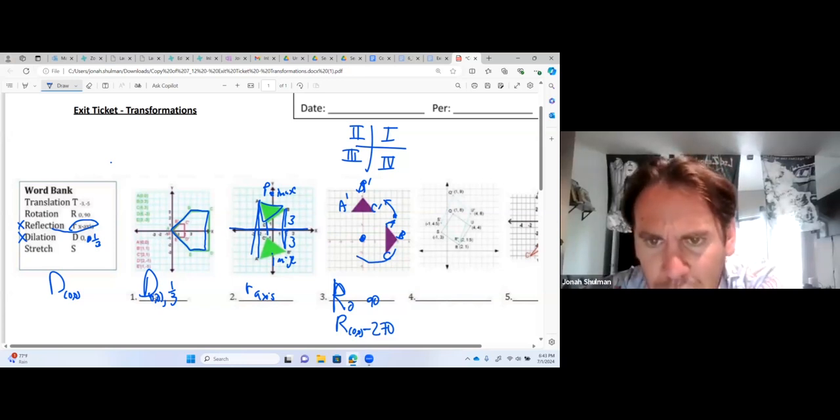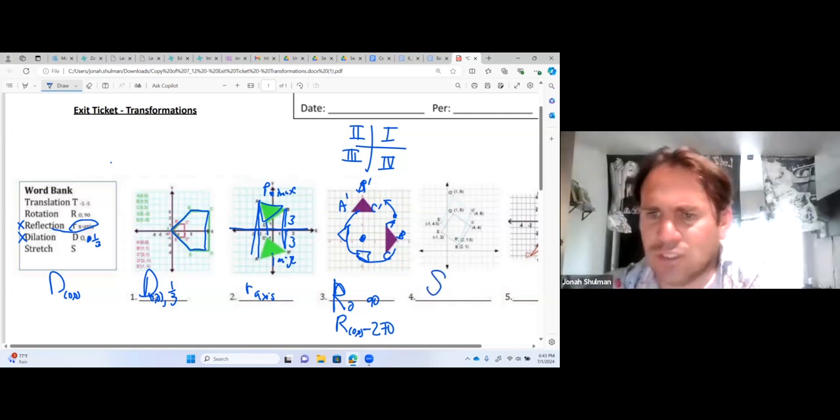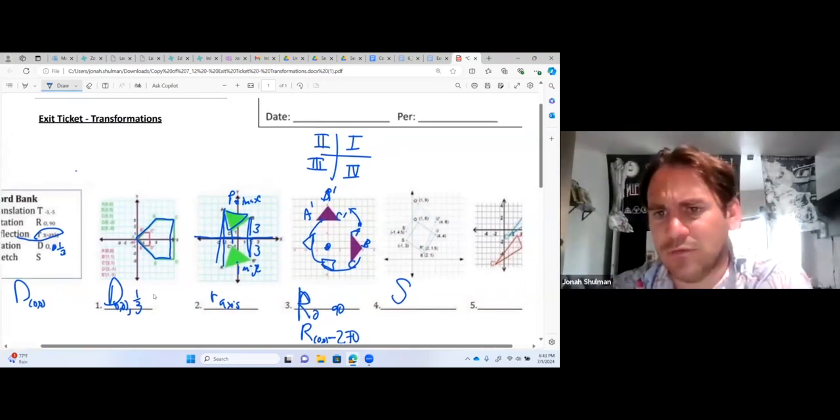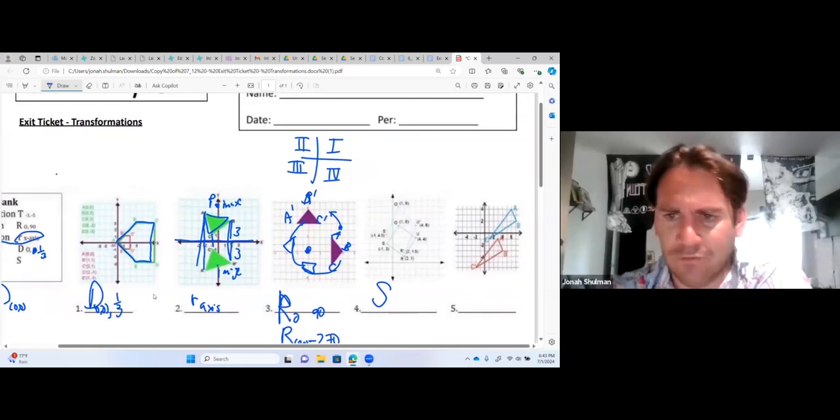So 90 would put it here, 180 would put it here, 270, yep, or negative 270. This is your stretch. That's probably all you need for that one. And here we go. Let's see. It says -3, -5 for the translation.